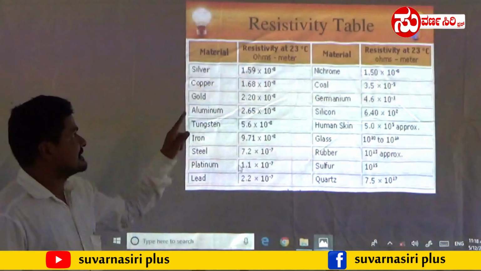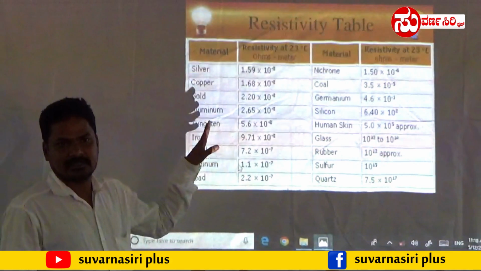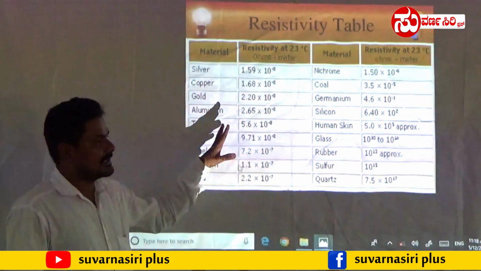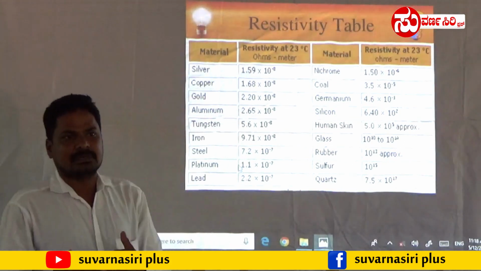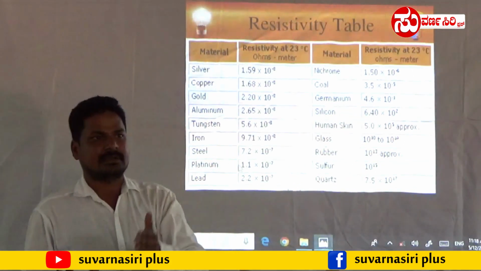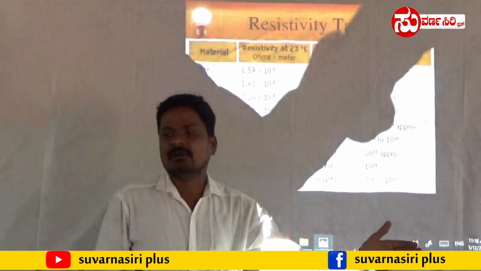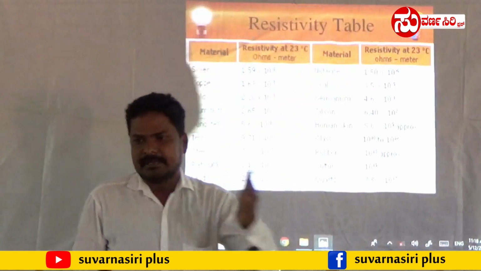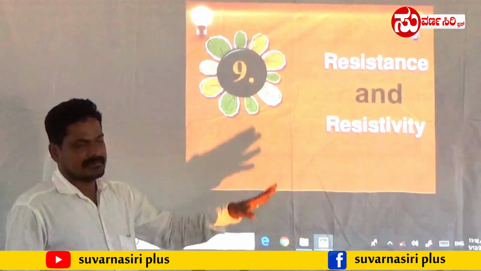And next, the resistivity table. So here it is not necessary to memorize this table for the examination, but you have to keep it in mind. So how can resistivity classify conductors and insulators? Depending upon resistivity, we have to bifurcate the substances or materials into conductors and insulators. And next we have to learn about resistance and resistivity.